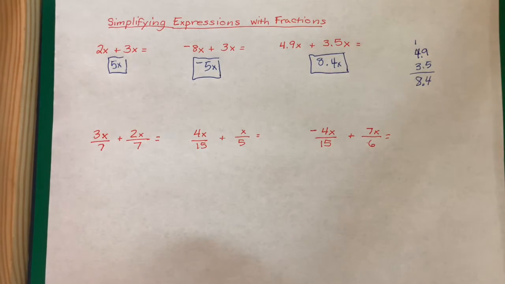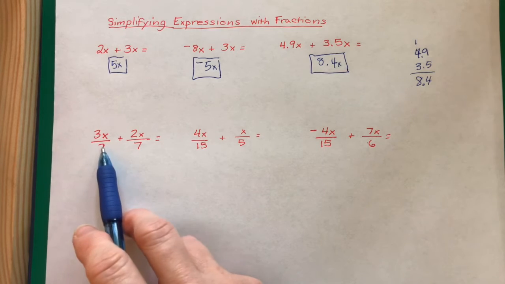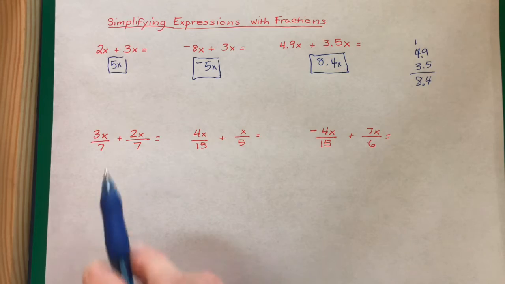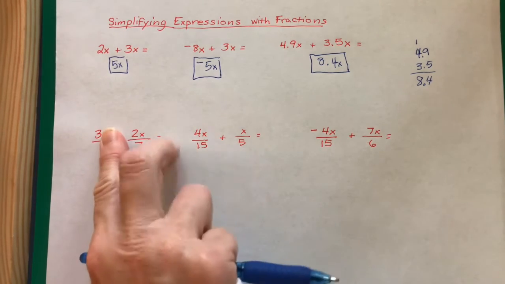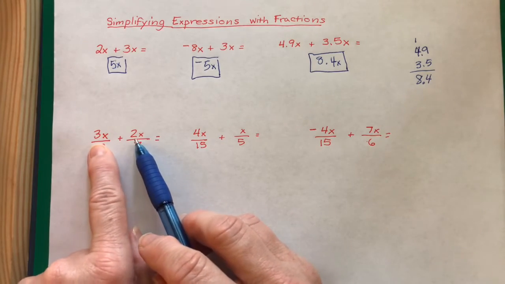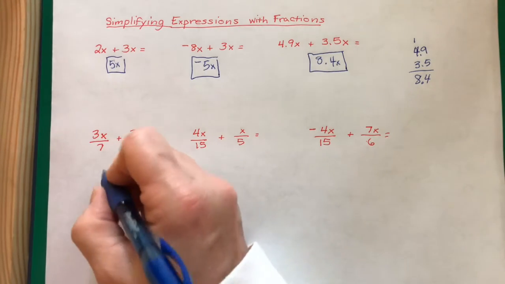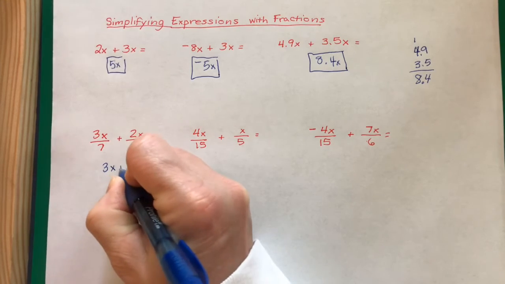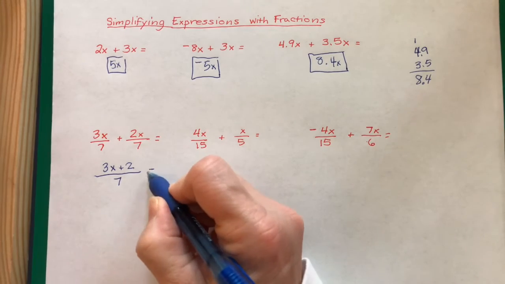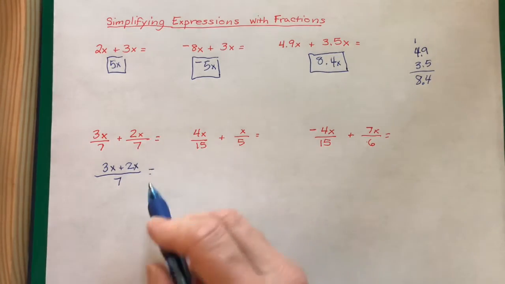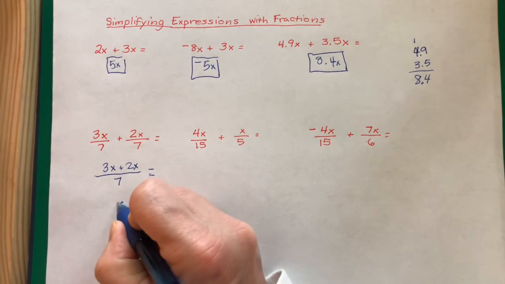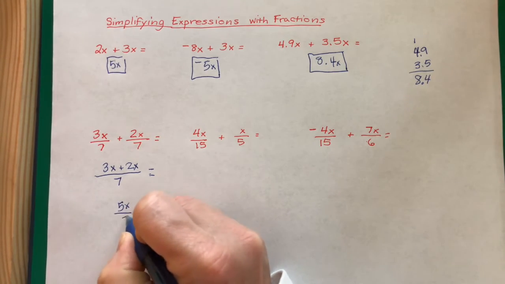Fractions aren't really that much more difficult. If we look at this one, 3x over 7 plus 2x over 7. If we didn't have the x's, all we would do is add the 3 and the 2. We would add the numerators. Well, we're still going to do that because this is equal to 3x plus 2x all over 7. So what would this be if we added the 3x and the 2x? That would give us 5x over 7.